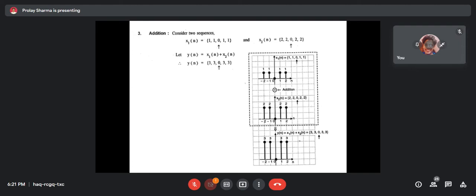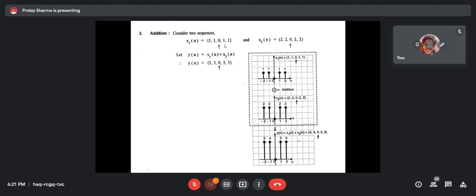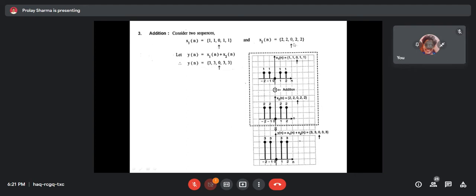Addition. If x1 is this signal 1, 1, 0, 1, 1, and x2 is this signal, if we add the signals, then what will happen? Let's see. So 0 is there. This is 1, 1 sample value. This is 1, 1 sample value. This 0 is there. And this sample value is 2.